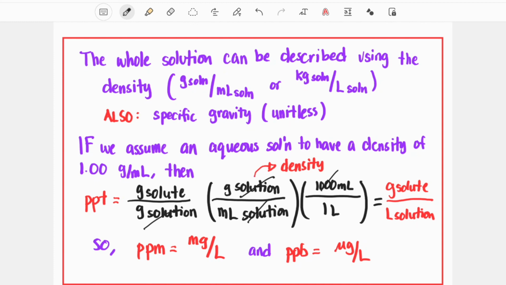Using this same logic, parts per million is also milligrams per liter, and parts per billion is also micrograms per liter. Of course, this operates under the assumption that the density of the solution is 1 grams per milliliter. In many cases, that is not true. So, PPT, PPM, and PPB in terms of grams per liter, milligrams per liter, or micrograms per liter are approximations. And for very exact work, you should not use your units in this way.